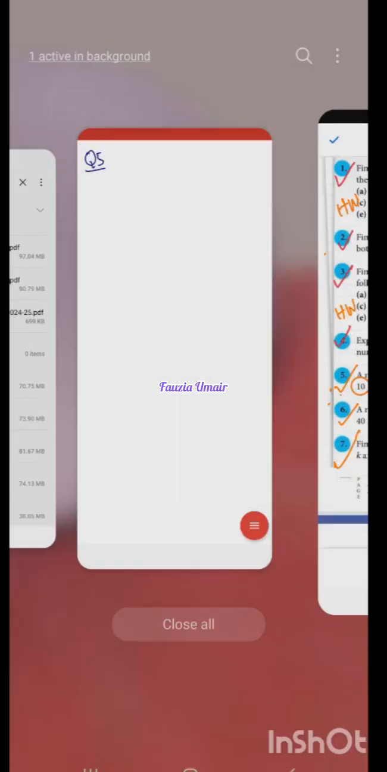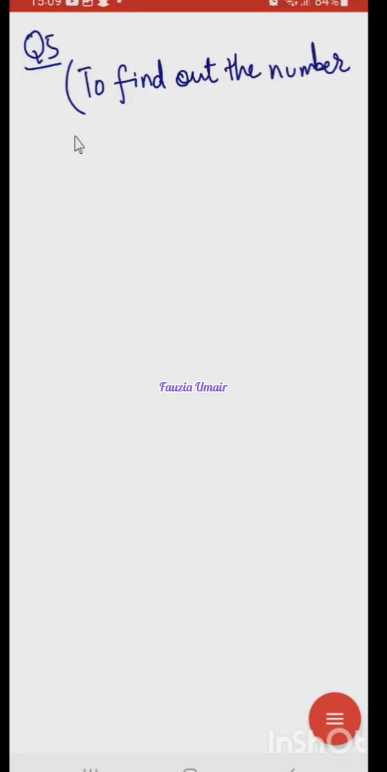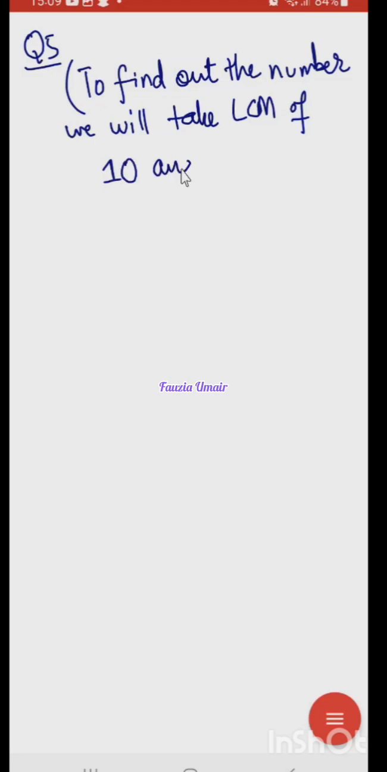ठीक है, सो टू फाइंड आउट द नंबर्स, so I'm writing as a hint to find out the number. वही ये बात समझ आई है बेटे? Yes, ma'am. ठीक है, वी विल टेक एलसीएम. इसके वर्ड प्रॉब्लम्स में हमेशा लॉजिकली सोचना है. वी विल टेक एलसीएम ऑफ 10 एंड 125 क्योंकि वो नंबर डेफिनेटली अपने फैक्टर्स से बड़ा है.